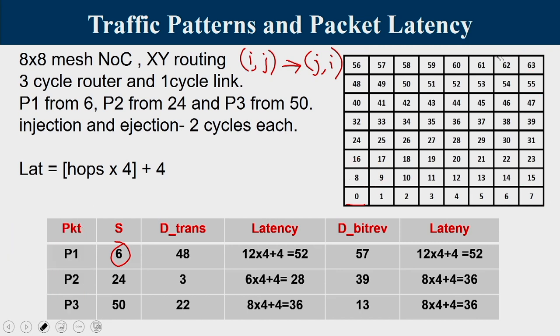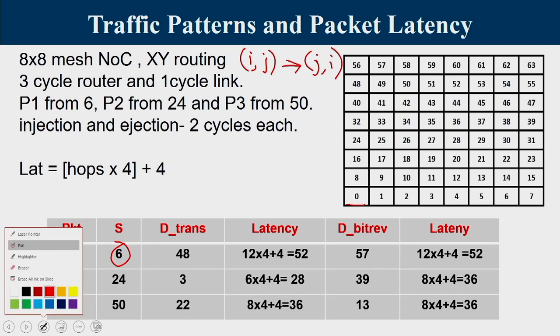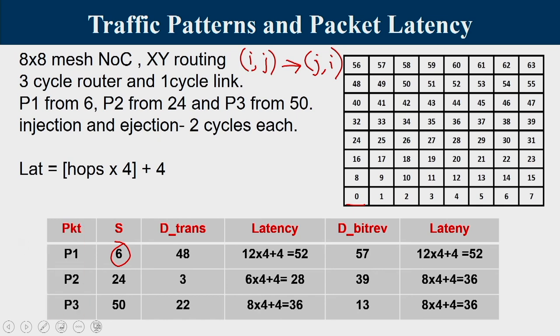Now in this case, we are being given 3 packets P1, P2 and P3, and packet P1 is starting from source S, which is 6. Now as per transpose pattern, from 6 the packet should move to 48. So 48 is a transpose node. All packets generated from 6 are going to 48.